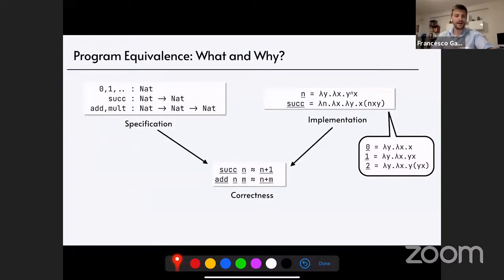And a possible way to formalize correctness is, again, by proving some equalities between two programs. So for instance, we may prove that if we apply the successor function to a Church numeral, we indeed obtain, from an extensional perspective, the next Church numeral, right? So again, this is a way to formalize the correctness of an implementation using a notion of equivalence.